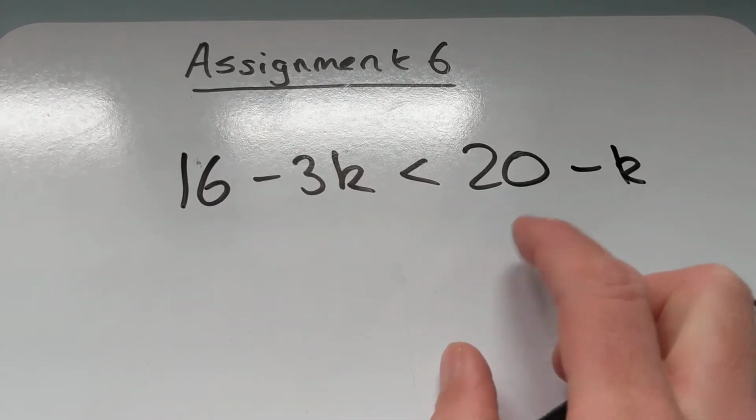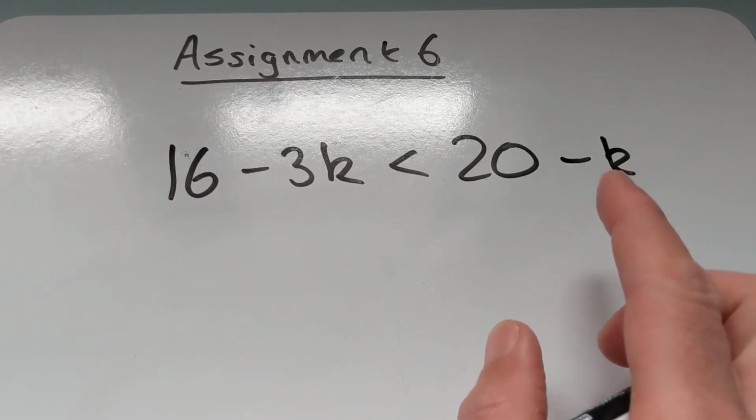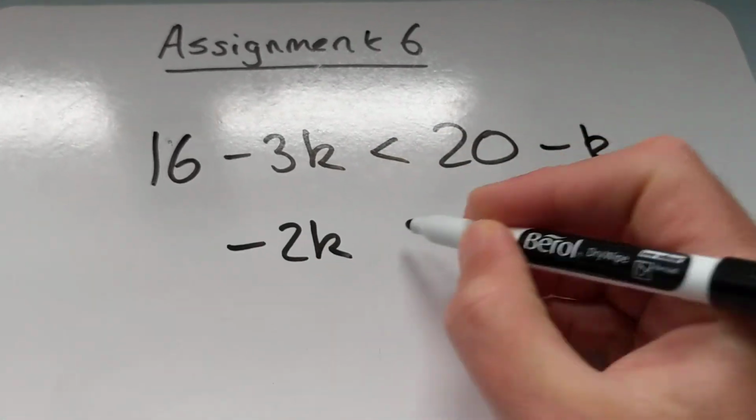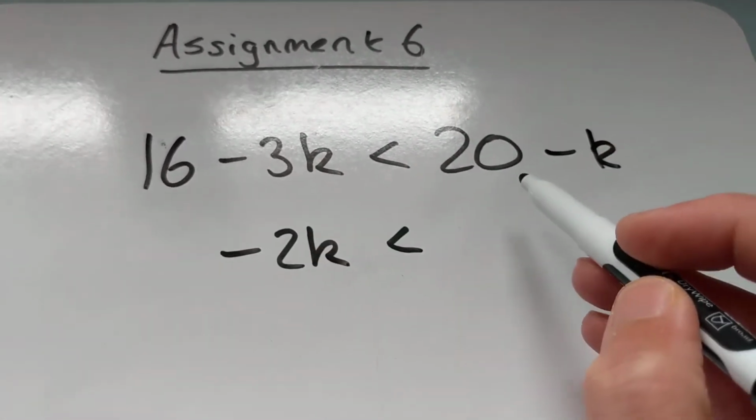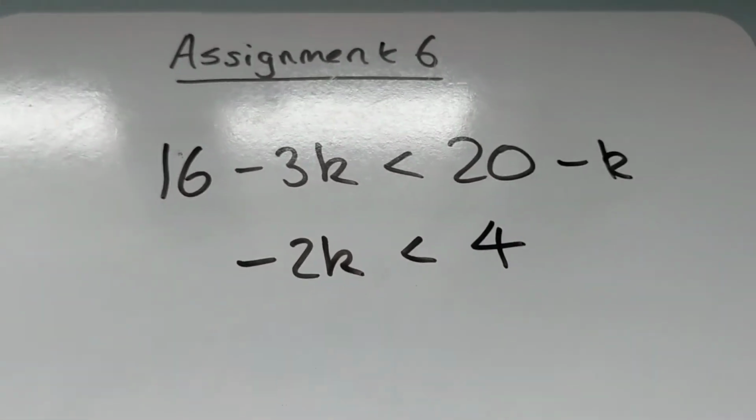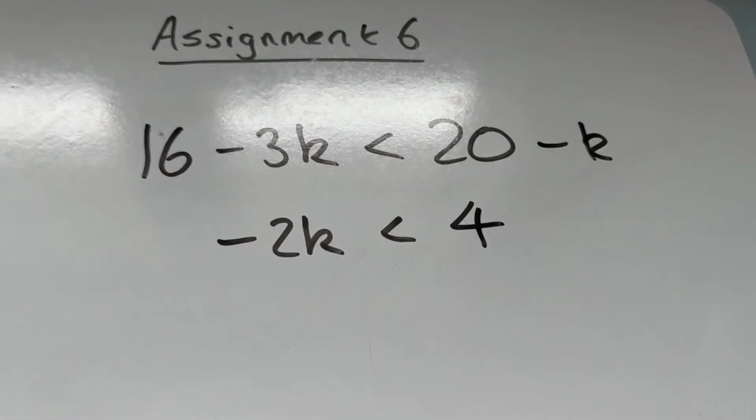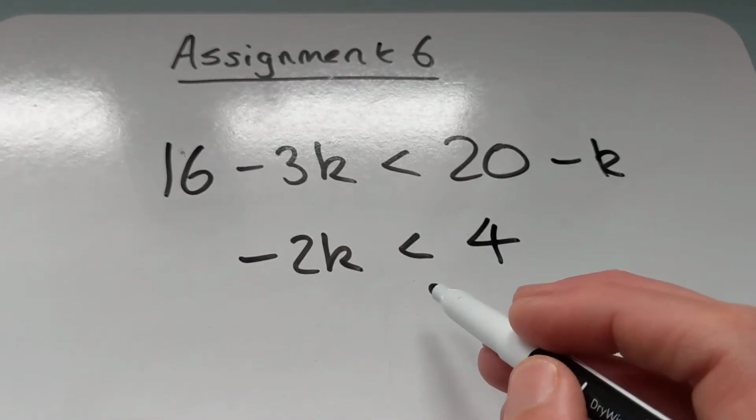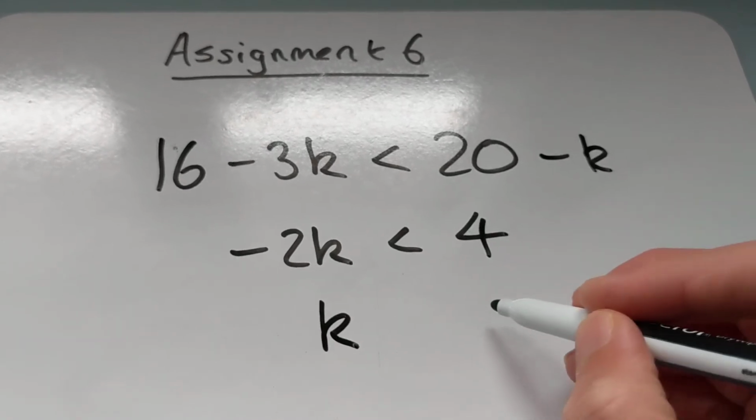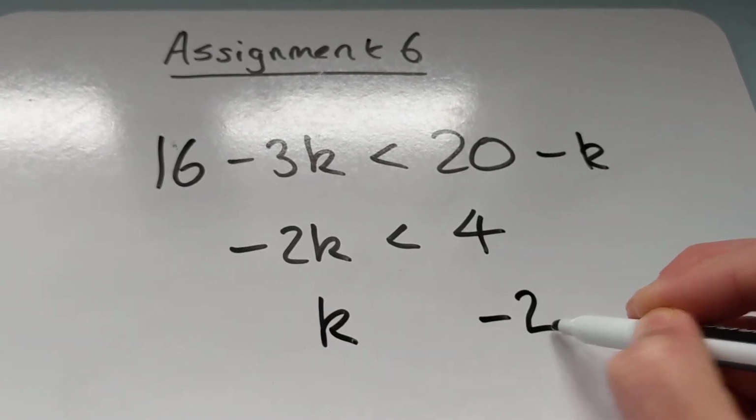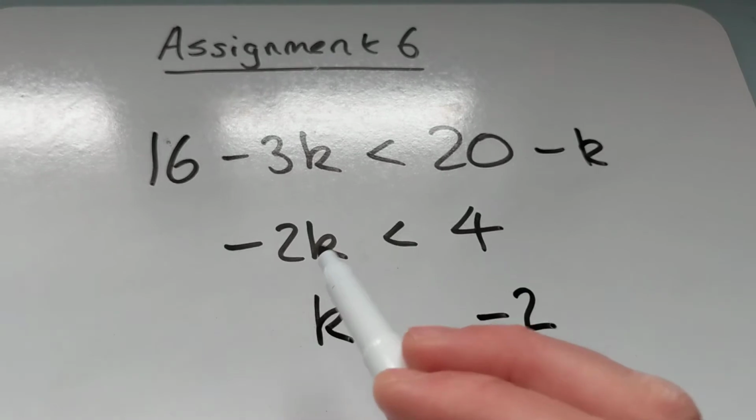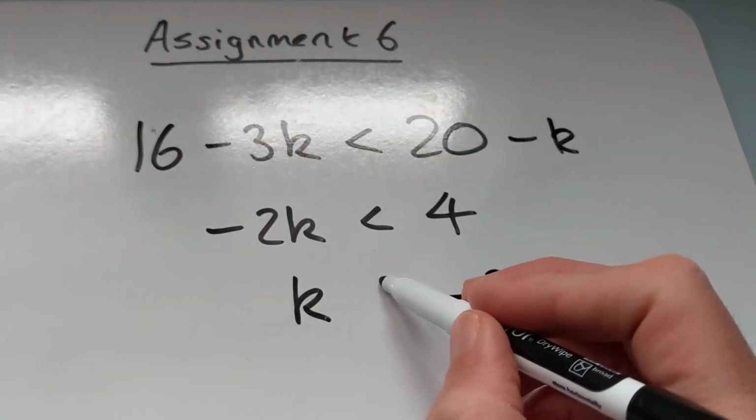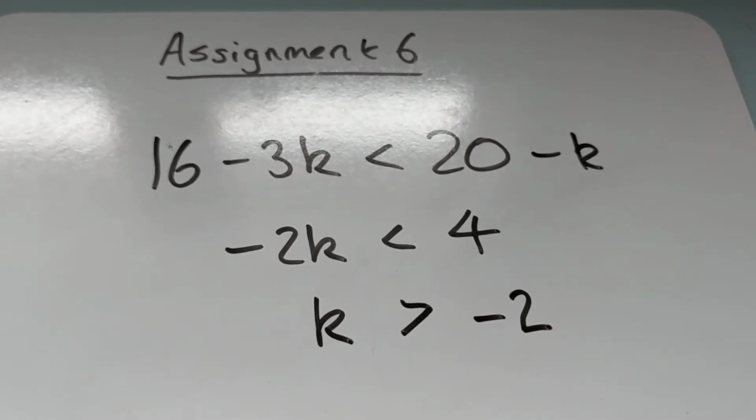and to take the 16 over. So if you do it that way, move the minus k over, so you'd add k to both sides, so it'll give you minus 2k less than, and if you take 16 off both sides, you'll get 4. Now you want to work out k, so divide both sides by negative 2. Now remember, if you change the sign of your letter from negative to positive, the inequality has to flip. And so you get your answer.